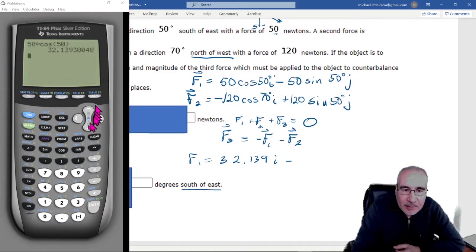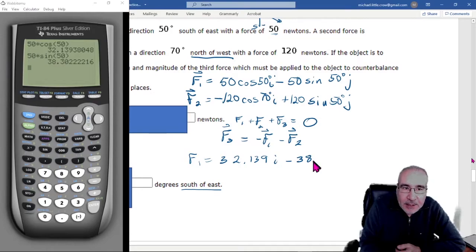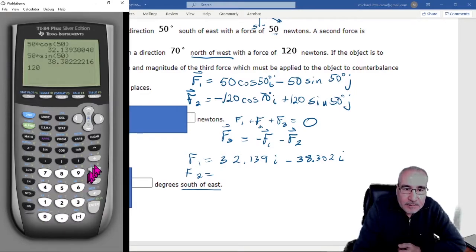and then we take that 50 times sine of 50. So we'll get a positive answer, but that's why we had to set up the subtraction right here. So this is going to be 38.302. And then let's go ahead and get our second. So 120 cosine of 70 times cosine 70.